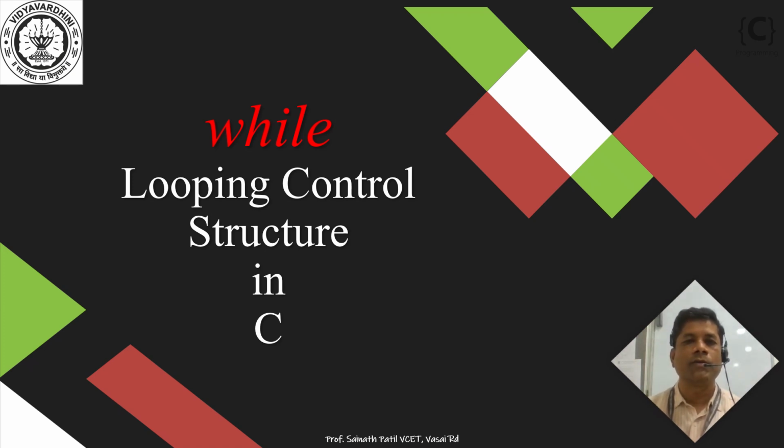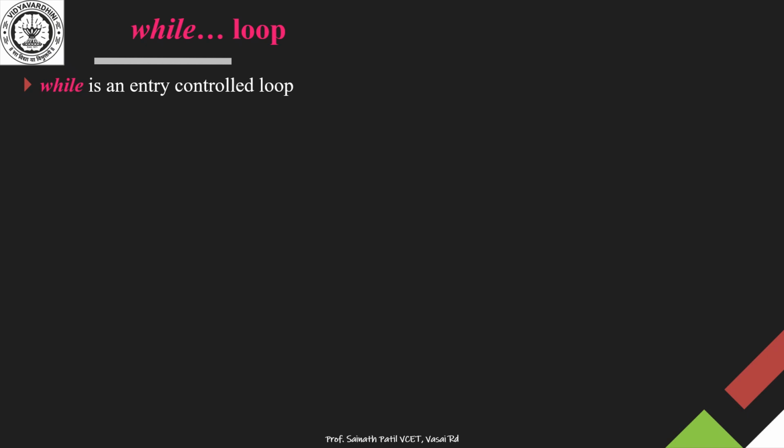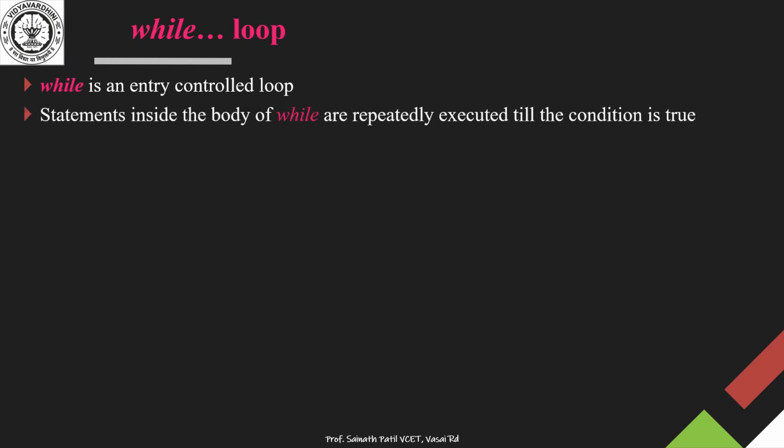Here we are going to learn the while looping control structure. While is an entry control loop. Statements inside the body of while are repeatedly executed as long as the condition is true. The while keyword is used.